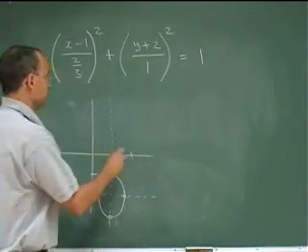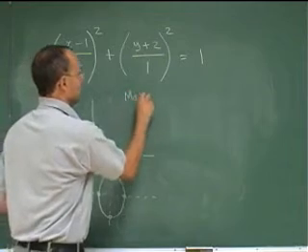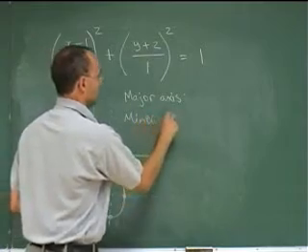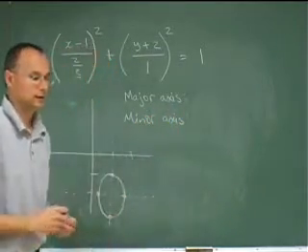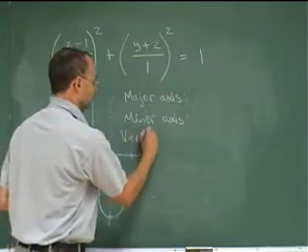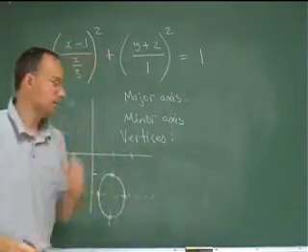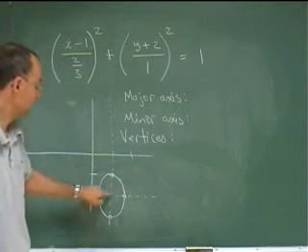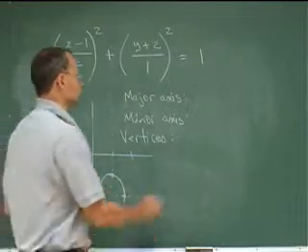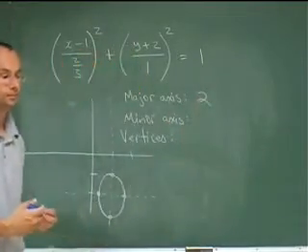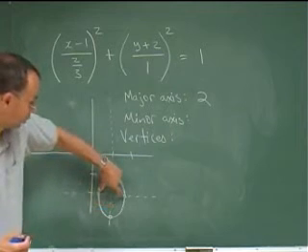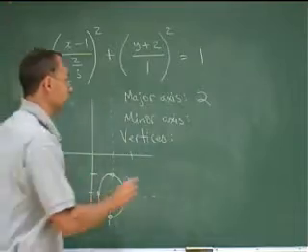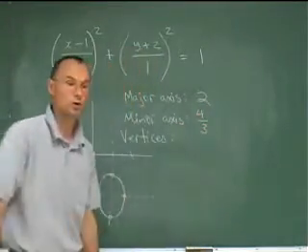Okay, let's identify a few things like the major and minor axes. And we should probably list the vertices as well. Okay, the major axis is the long one. Well, in this case, that's the vertical. So that means we went from center up 1 and down 1, so the major axis is 2. The minor axis is the small one, and that means we've gone 2/3 this way and 2/3 that way. 2/3 and 2/3 makes a total length of 4/3.